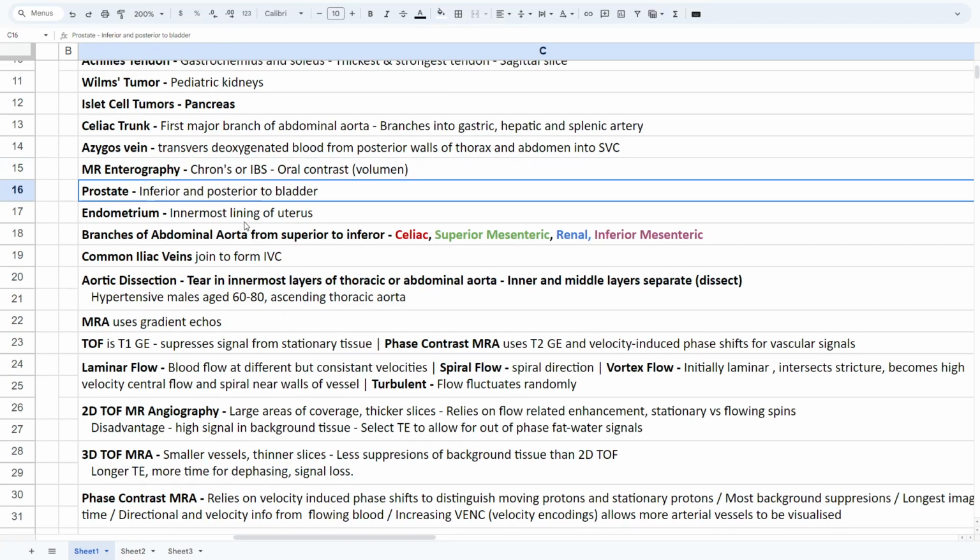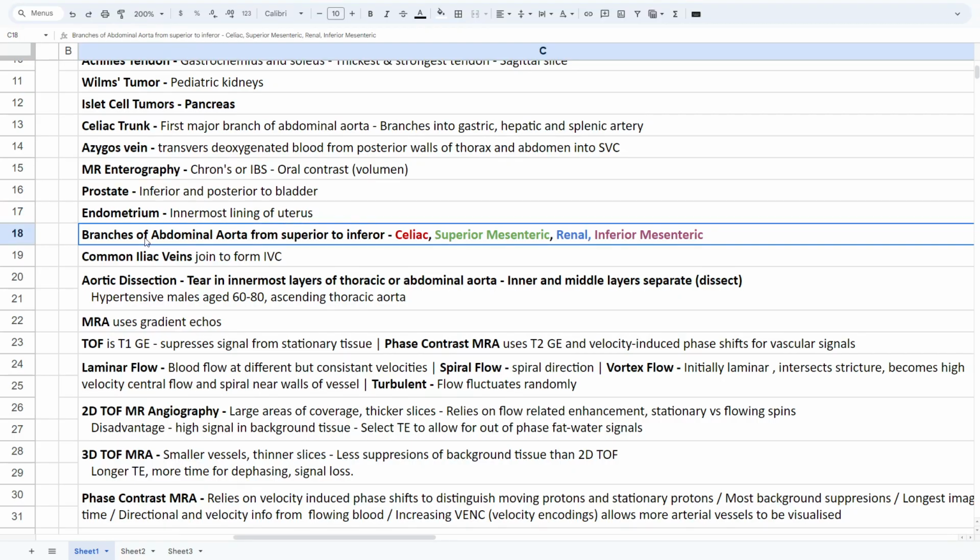The prostate is inferior and posterior to the bladder. The endometrium is the innermost lining of the uterus. So, back to the branches of the abdominal aorta from superior to inferior: it's going to be celiac, superior mesenteric, renal, and inferior mesenteric. The common iliac veins join to form the inferior vena cava.